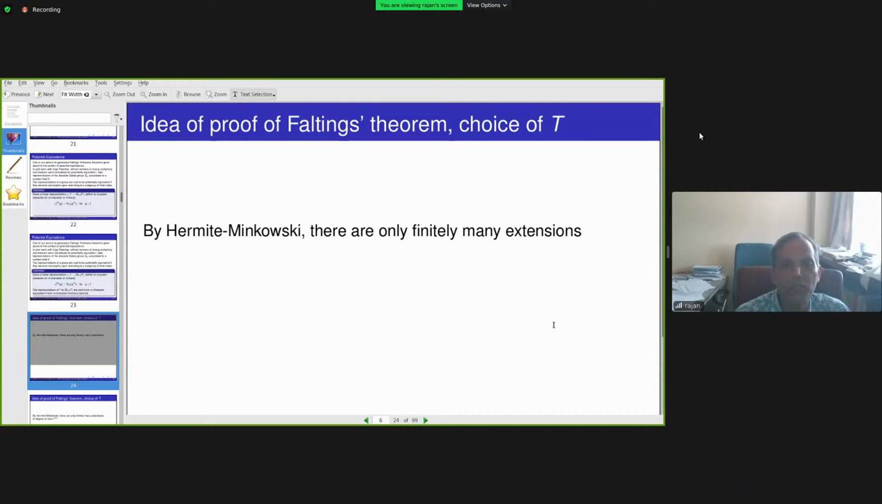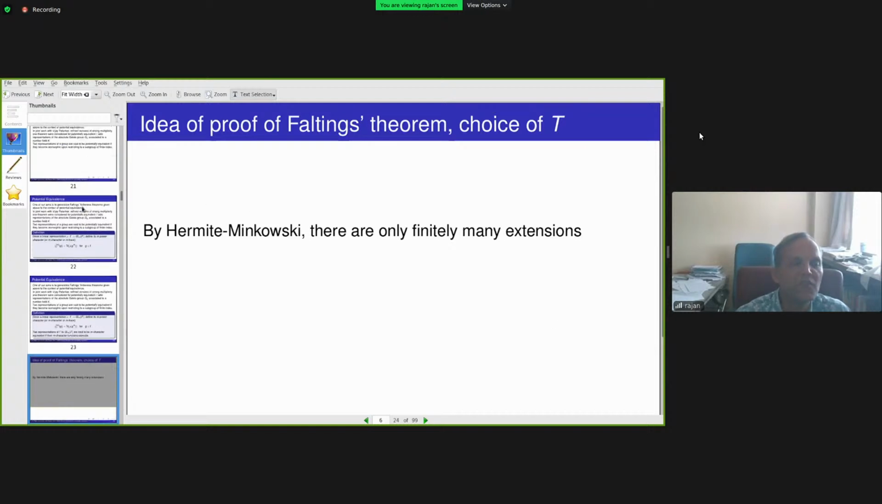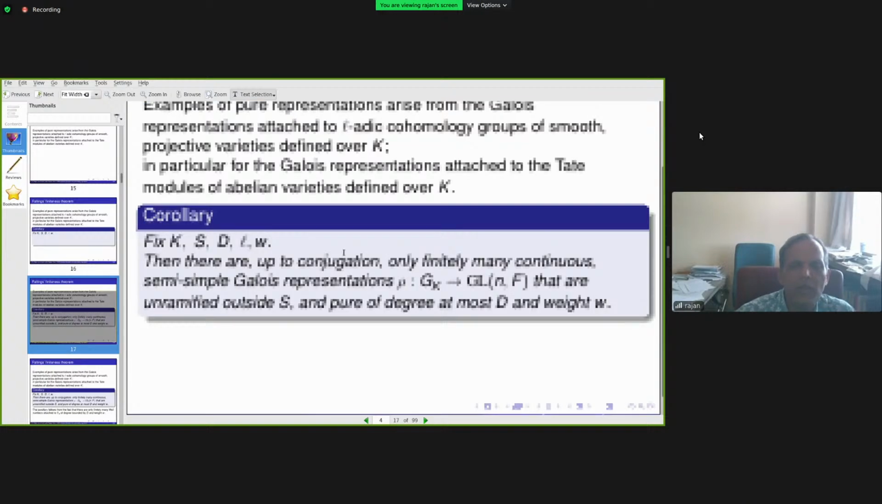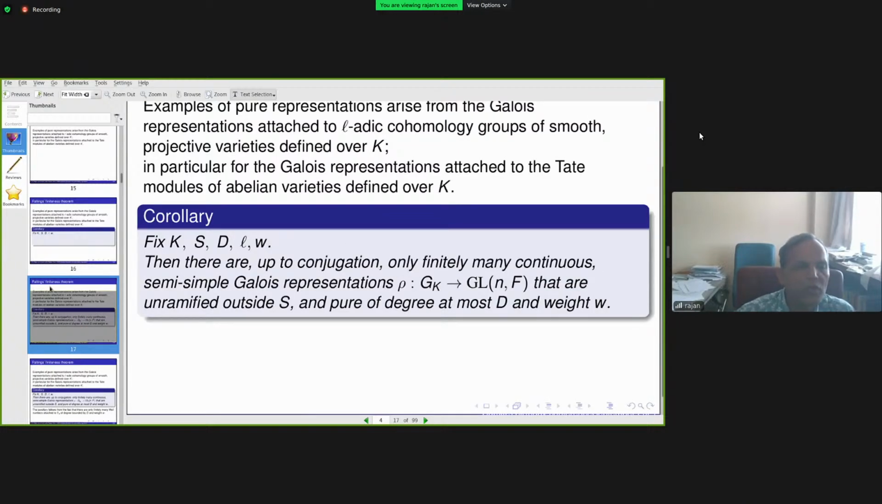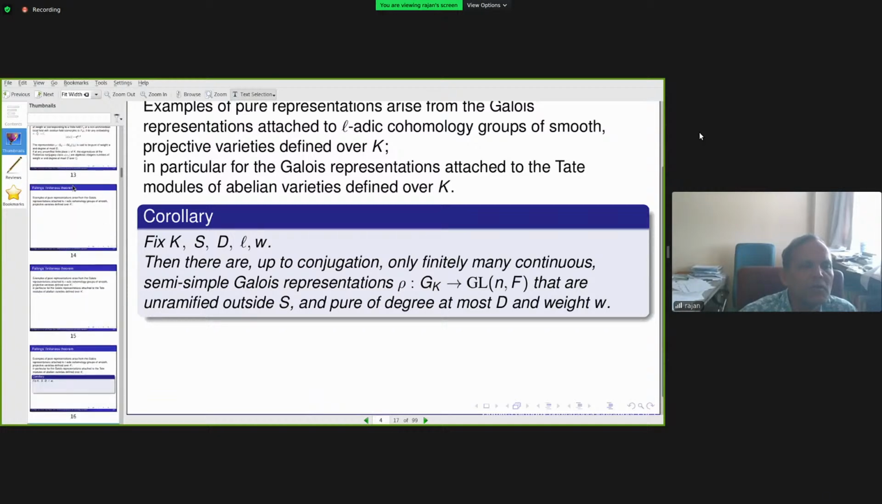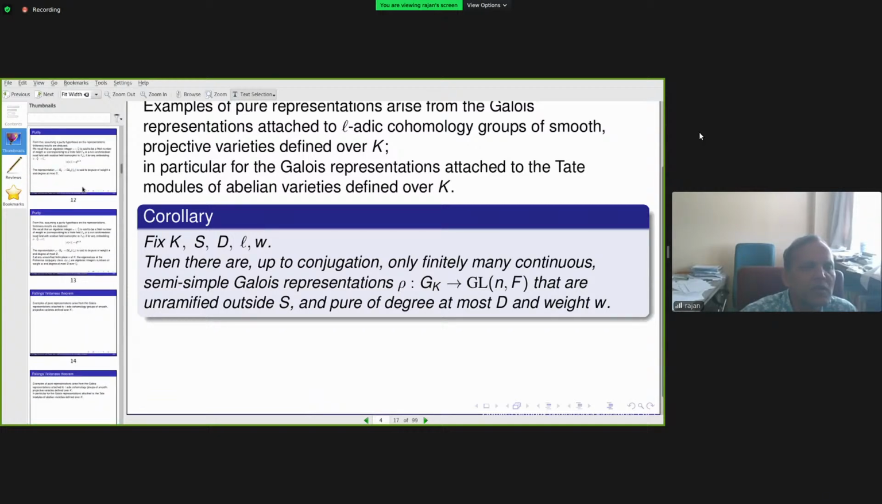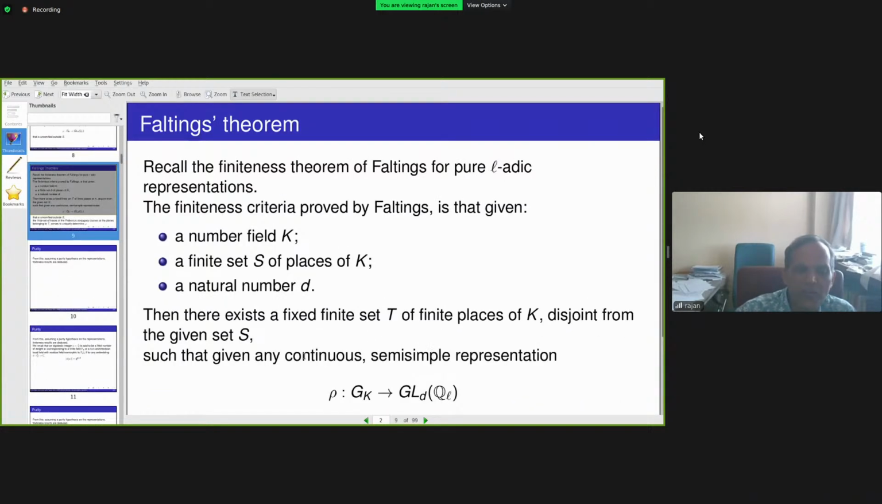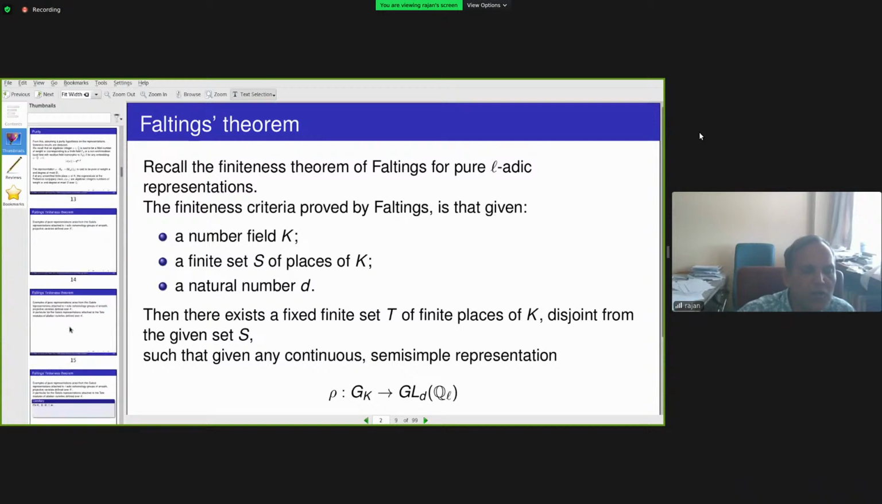I just want to give an idea of the proof of the Faltings theorem. What is the choice of the set T? Let me recall Faltings finiteness theorem. There exists a fixed finite set T of finite places of K disjoint from the set S. I would just like to know how we get this set T, and that is what I'm going to indicate in this slide.